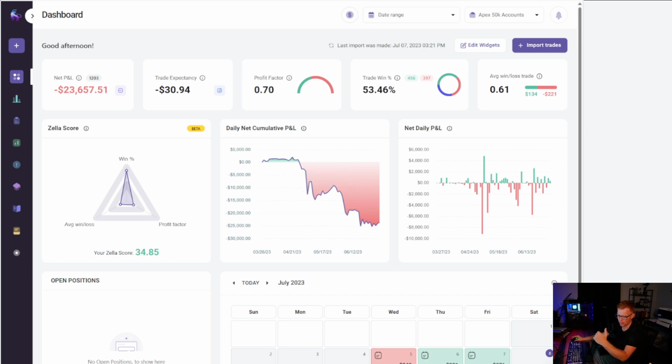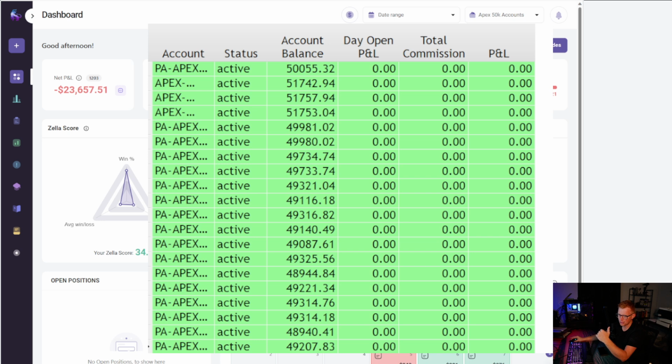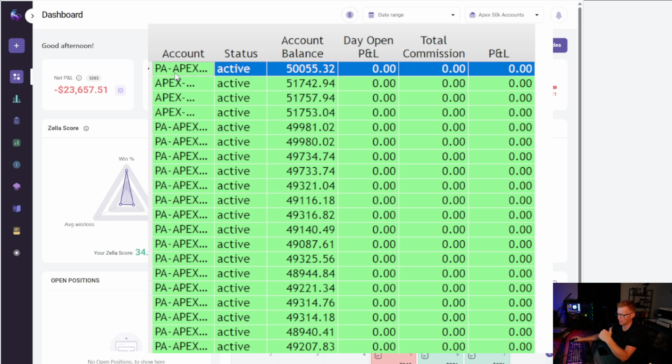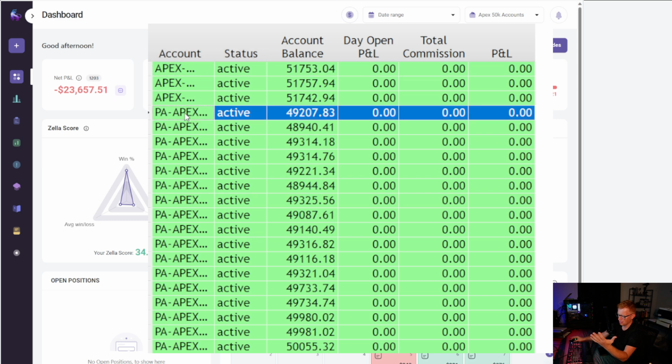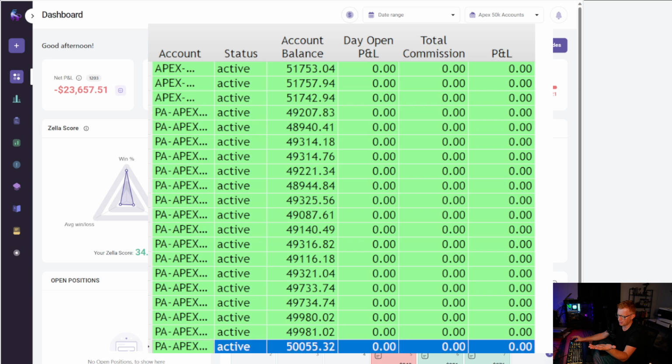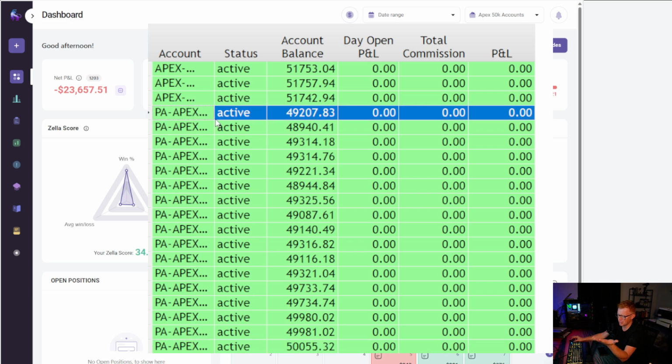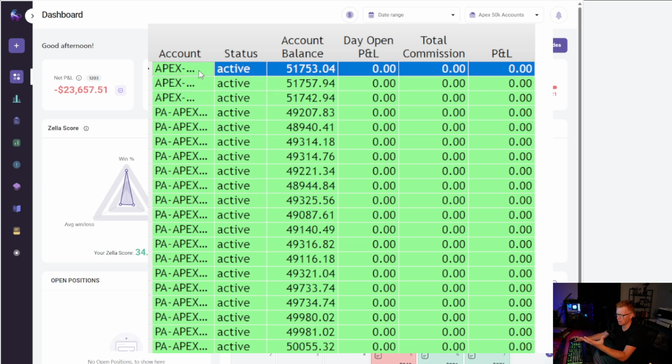Let me just pull up the Rhythmic accounts again. So here are the Rhythmic accounts that I currently have. And you can see here, I'm not going to go through and count them, but right here, all the way down to here, these are the 17 funded accounts that I currently have. And then we have these 3 evaluation accounts that I'm currently trading.